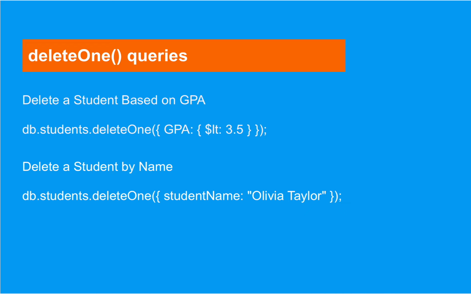Next query, deleting a student document by using the student name: db.students collection .deleteOne, and inside that pass the condition student name and its student name value. This will remove the first document where the student name exactly matches the passed value. If multiple documents match that name, only the first one will be deleted.